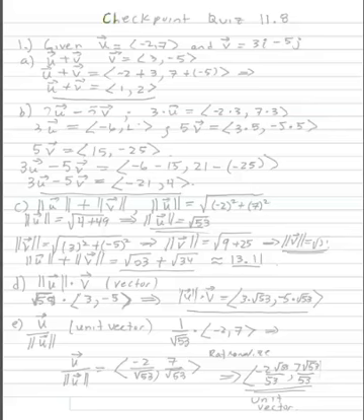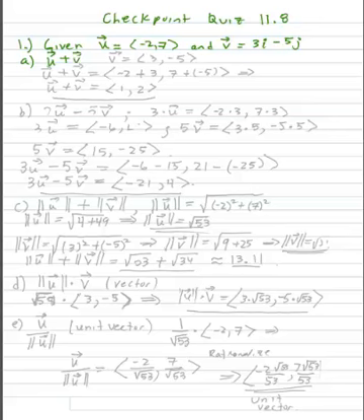This is the checkpoint quiz from section 11.8. Problem number 1. Given vector u is equal to -2, 7, and vector v is equal to 3i minus 5j. Part A. Find the sum u plus v.